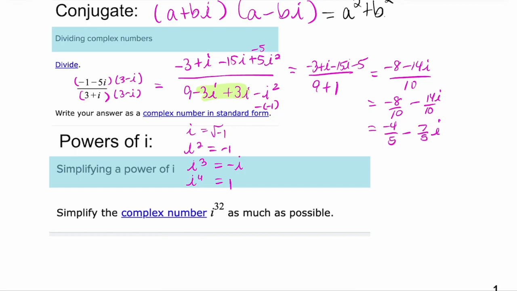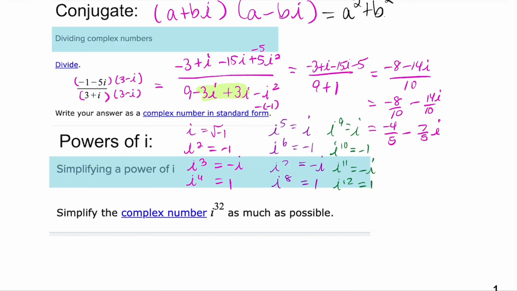So let me just show you the pattern if we continued. i to the 5th is i, i to the 6th is negative 1, i to the 7th is negative i, i to the 8th is 1. i to the 9th is i, i to the 10th is negative 1, i to the 11th is negative i, i to the 12th is 1. Now I could keep doing that forever and ever and never stop. Those powers are going to repeat themselves. Every 4 has that same pattern.